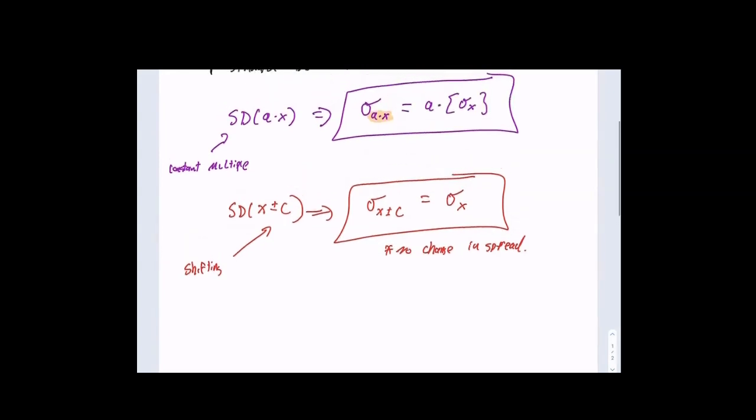Does everybody understand those two rules? Does anybody need more clarification for these two rules? Okay, good.